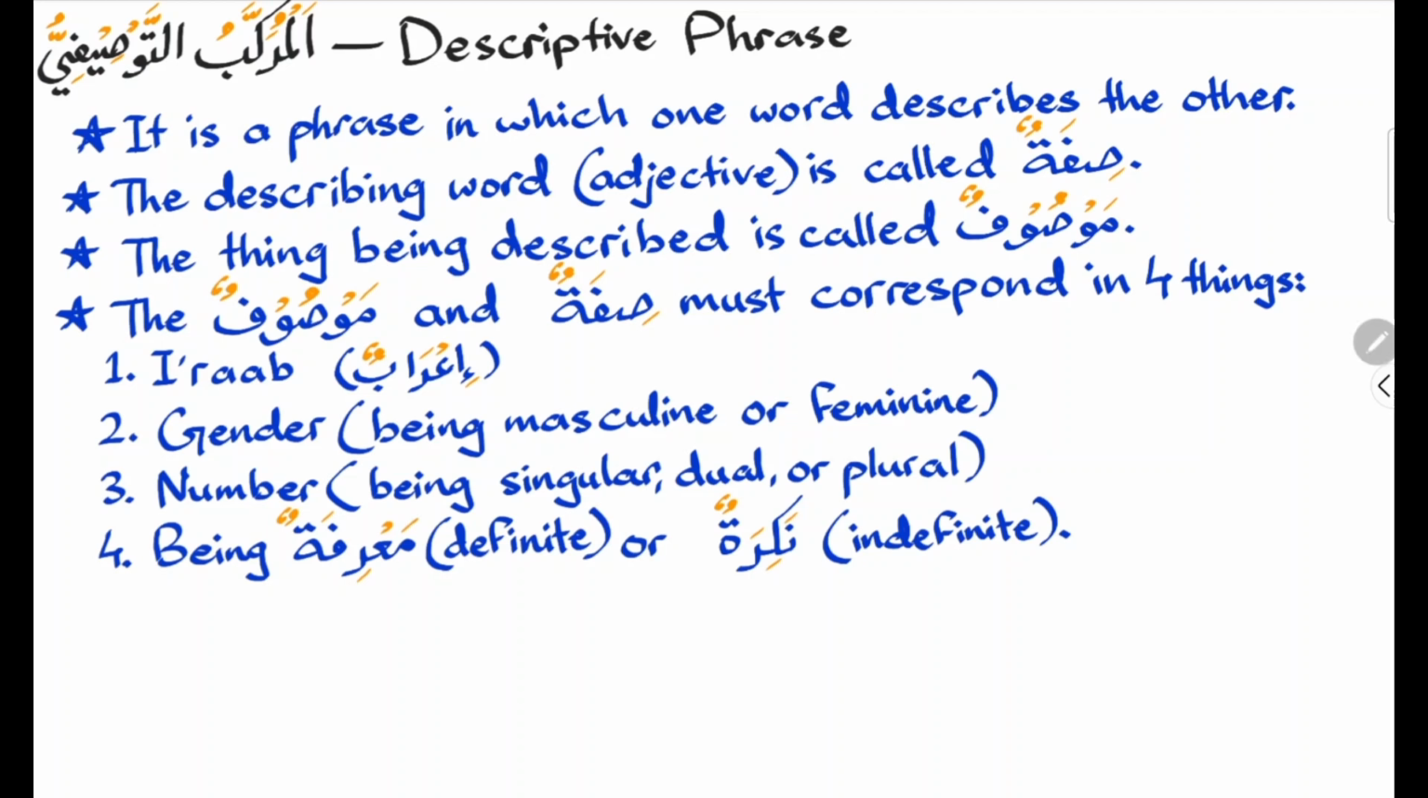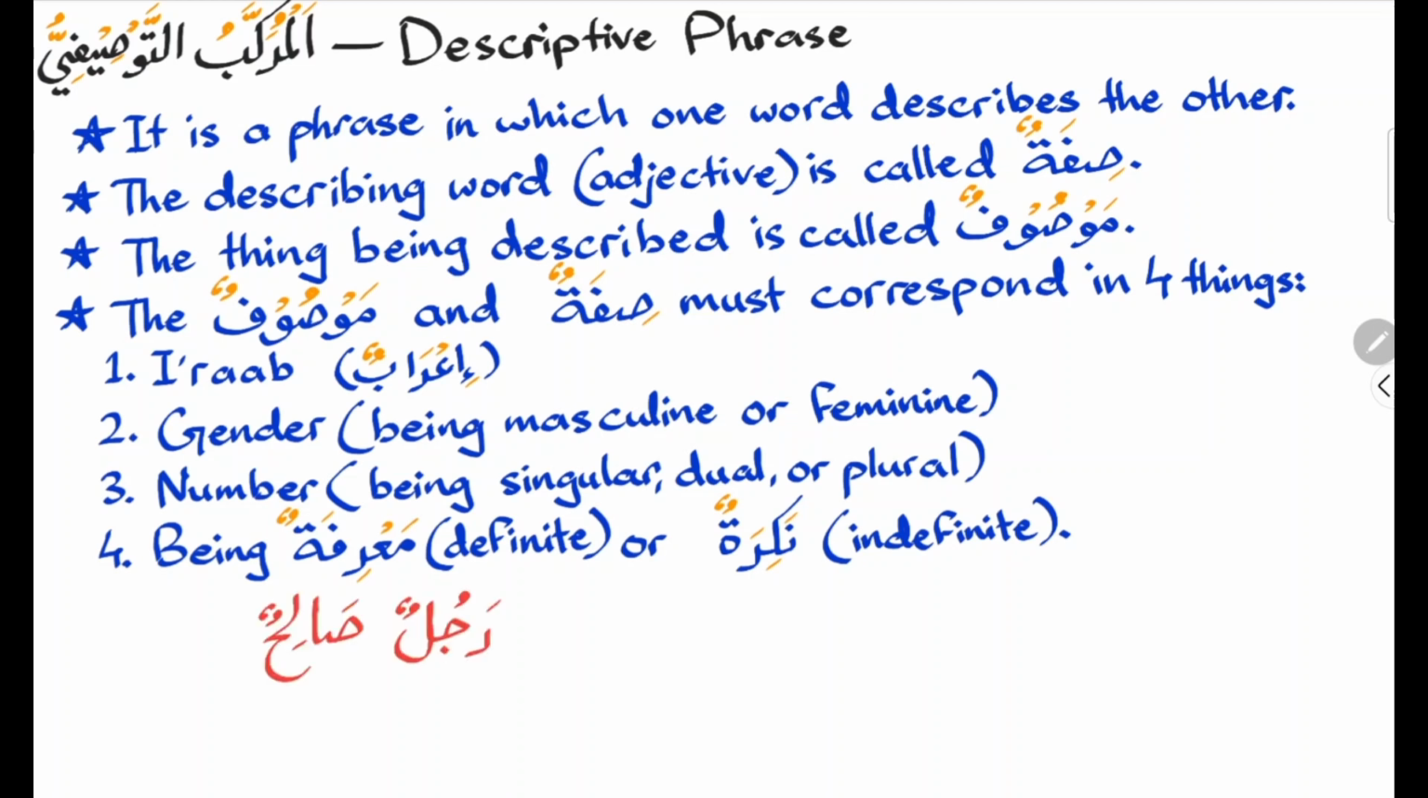So if the mawsuf, for example, is definite, meaning it's the name of a person, place, or thing, or it's a pronoun, or it's something you know in the back of your mind, the sifa also has to get an alif lam and it has to be definite. On the other hand, if the mawsuf is nakira, it's indefinite, the sifa will also stay indefinite. Let's take an example.